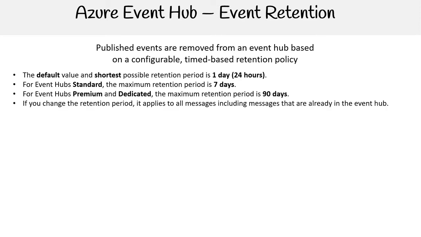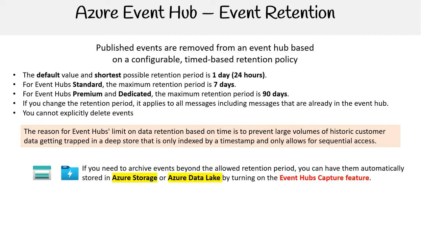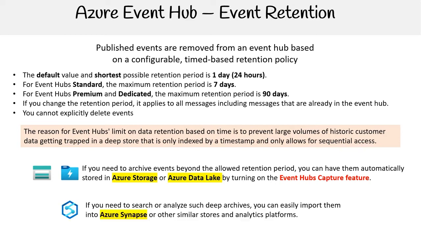If you change the retention period, it applies to all messages, including messages that are already in Event Hub. You cannot explicitly delete events. The reason for Event Hub's limit on data retention based on time is to prevent large volumes of historical customer data getting trapped in a deep store that's only indexed by timestamp and only allows for sequential access, which doesn't sound too good. If you need to archive events beyond the allowed retention period, you can automatically have them stored in Azure Storage or Data Lake by turning on Event Hub's capture feature, which we talked about earlier. If you need to search or analyze such deep archives, you can easily import them into Azure Synapse or other similar stores and analytics platforms.